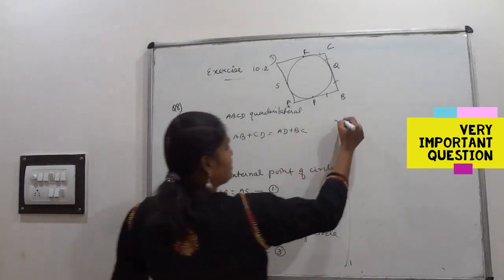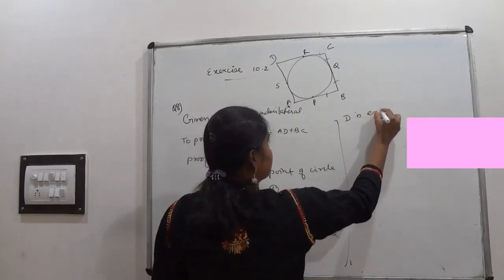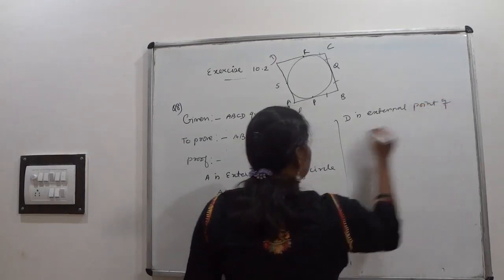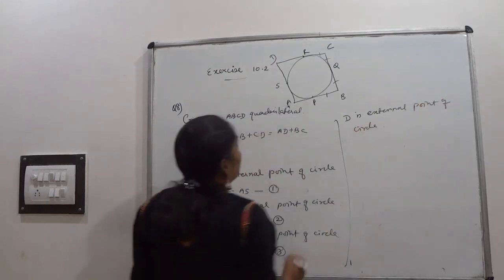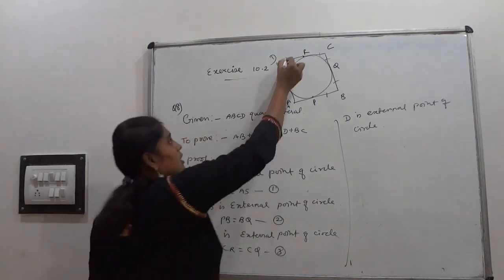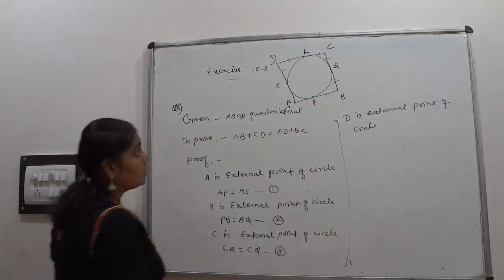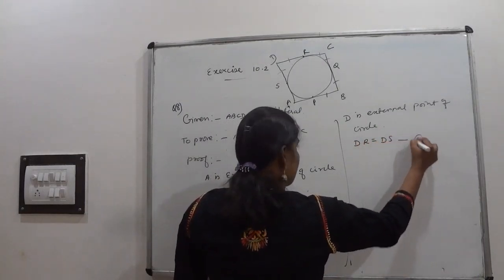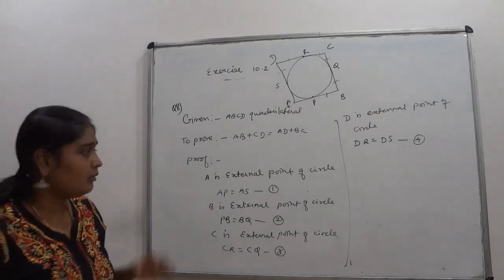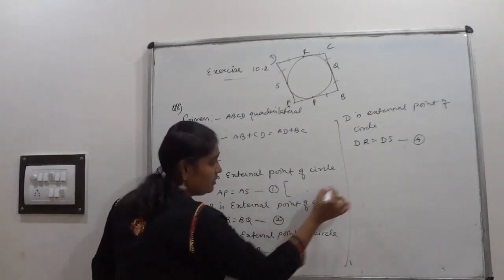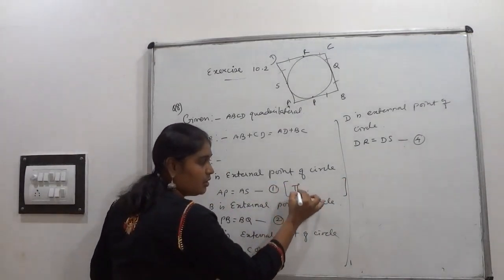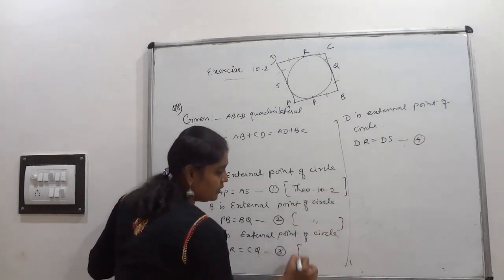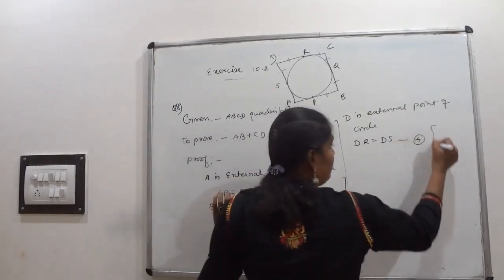Write it for another external point, that is D is external point of circle. So we can write DR equal to DS. DR equal to what? DS. Write it. This is equation number 4. But you have to write the thing here. What is the theorem you have applied? Theorem 10.2. That statement you must write it here in every equation.